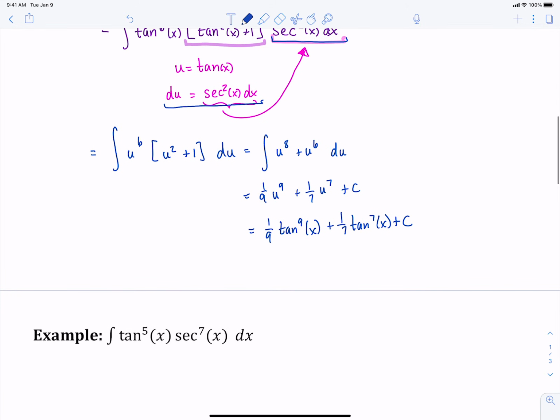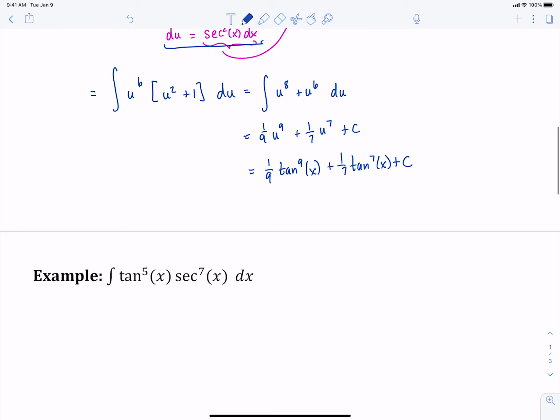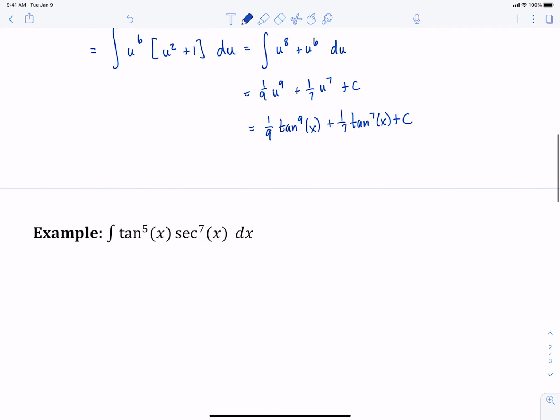So let's take a look at tangent to the fifth, secant to the seventh. So this one, if we go back up to sort of our strategy here, we've got that k is odd. That is the coefficient on tangent. So that's the situation we've got here. The suggestion there is to pull aside one of the tangents and one of the secants.